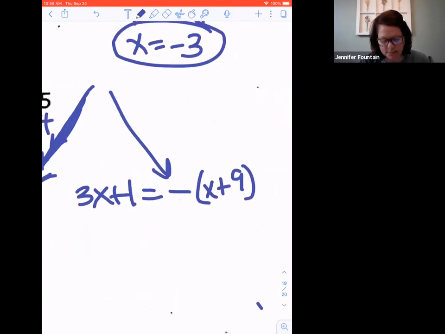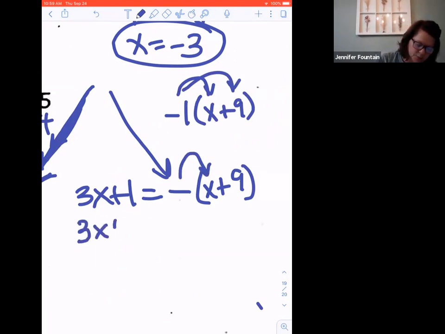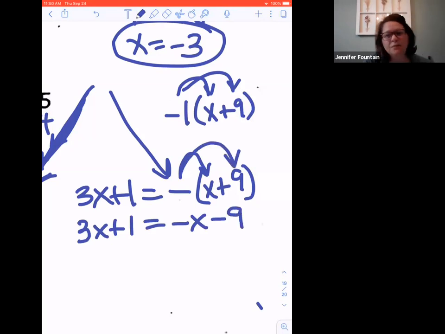Now let's look over here to this one where I had to put a negative sign outside of the parentheses, okay? Remember that if I have anything outside of parentheses like this, that means I have to distribute it. And remember, a negative in front of parentheses is the same as a -1, okay? So distributing a negative is the same as distributing a -1. So -1 times x, I'm going to go ahead and write 3x plus 1 equals, a negative times x is -x. A -1 times a positive 9 makes it a -9.